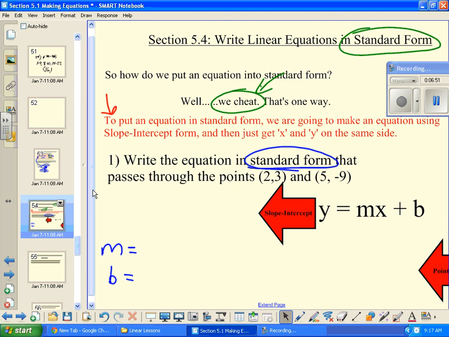This problem says write the equation in standard form of the line that passes through the points (2, 3) and (5, -9). So there's some line that passes through those two points, and I'm going to write an equation of it.